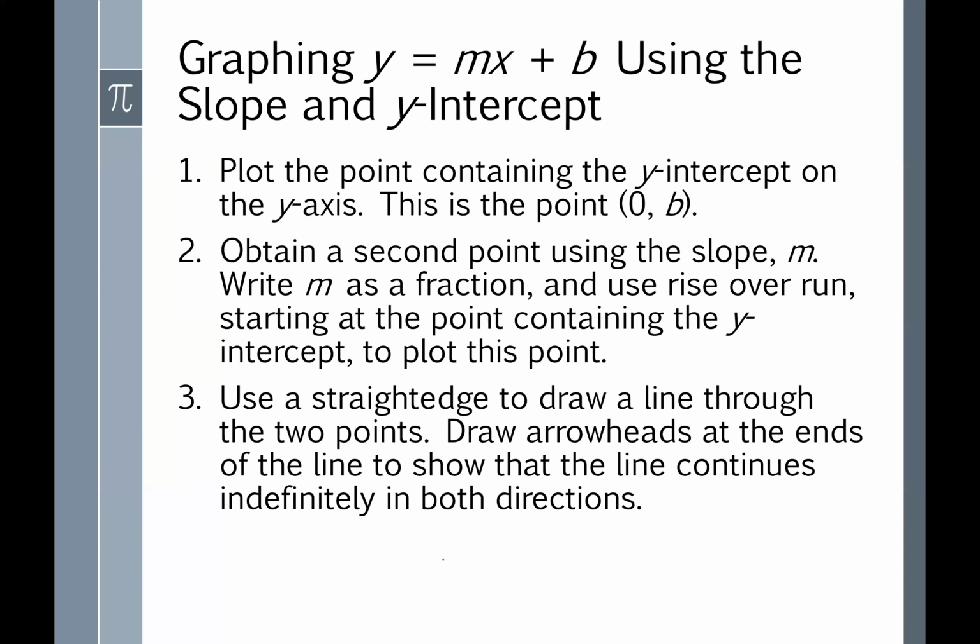So the slope is going to tell you the direction you go in the y and the magnitude you go in the y, and it's going to tell you the direction you go in the x and the magnitude you go in the x. So to obtain a second point using slope, write m as a fraction and use the rise over run, starting at the point containing the y-intercept to plot the point. Then you draw a line, and it tells you to use a straight edge. Honestly, I don't know that anybody's going to pull out a straight edge and draw their line using a straight edge. And then you're going to put arrows pointing in both directions. So each end is going to be an arrow.